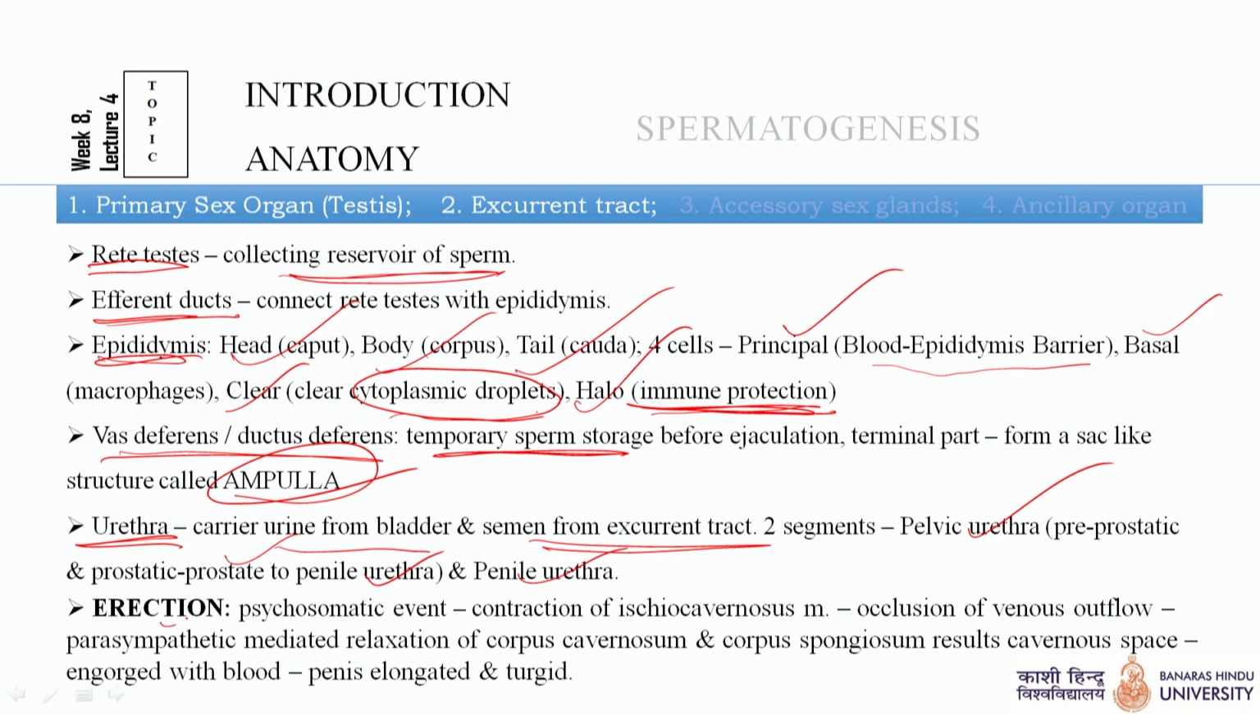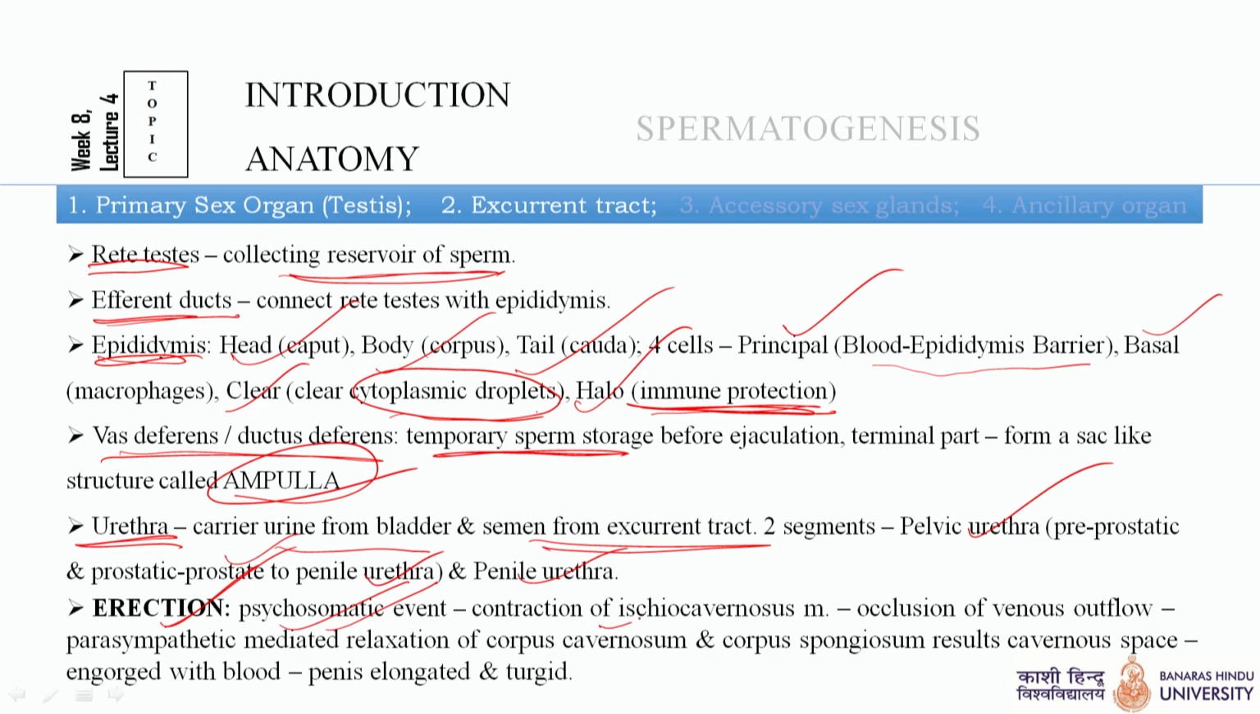Then the erection process. It is related to an ancillary organ, that is the penis. The erection is a psychosomatic event, okay, where important muscles and tissues are involved. One is the ischiocavernosus muscle and the other is the corpus cavernosum and corpus spongiosum. The corpus means corpus cavernosum and then corpus spongiosum.